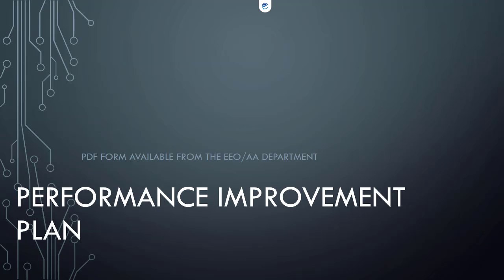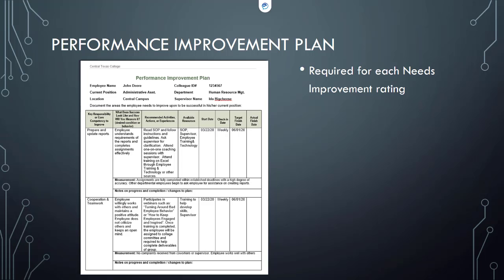Okay, let's take a look at the performance improvement plan. Hopefully none of y'all ever have to do this, but if the occasion does arise, you need to know how to go about getting this done. First of all, the performance improvement plan isn't a form that we have readily available on eTrieve. This is going to be a Word document or PDF document that you get from Jackie Thomas in the EEO office. And this is what it looks like.